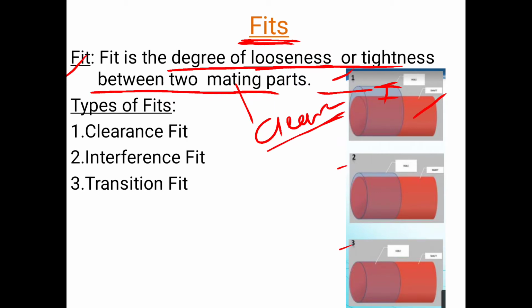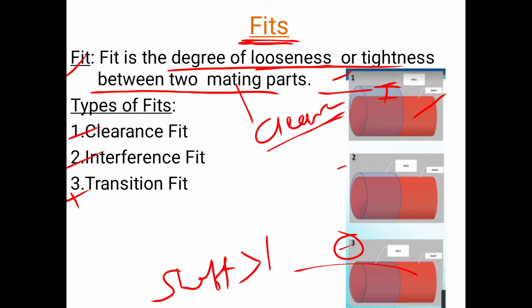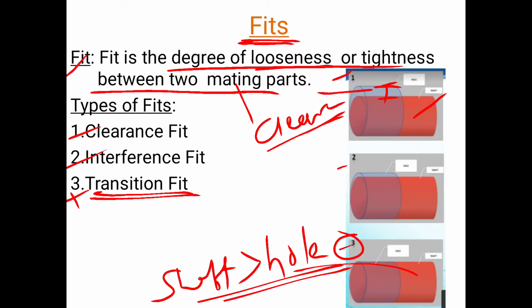Then next is the interference fit. What is interference fit? See figure 3. In figure 3, the dimension of shaft is greater than dimension of hole, hence there will be interference between that mating parts. Hence it is called as interference fit. And what is transition fit? In transition fit there will be either clearance or interference at the time of fitting.